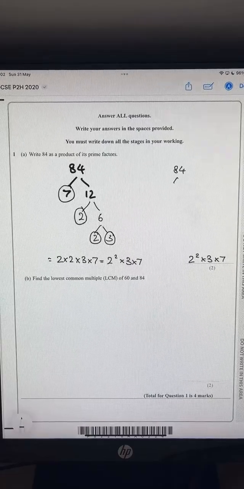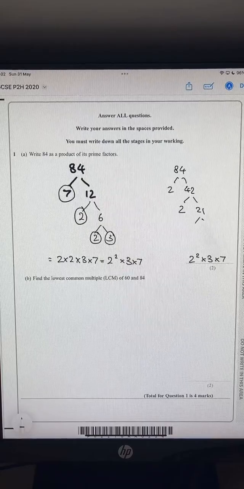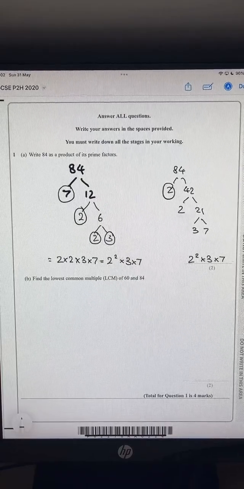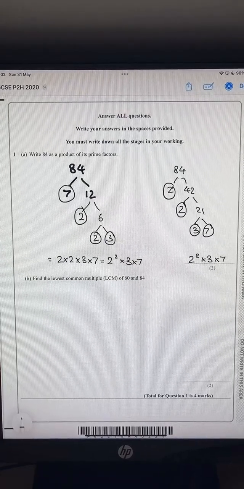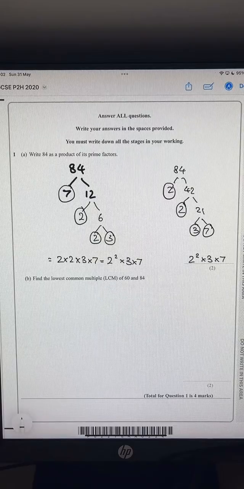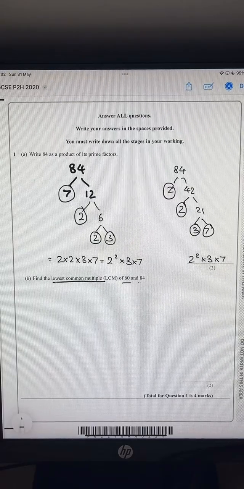You can do it in many different ways. You could even do 2 times 42, then 2 and 21, and then 3 and 7, and you still get the same answer either way. Whichever one you find easier, just split it up, break it down, see which numbers are prime, and then multiply those together. Now part B: find the lowest common multiple of 60 and 84.